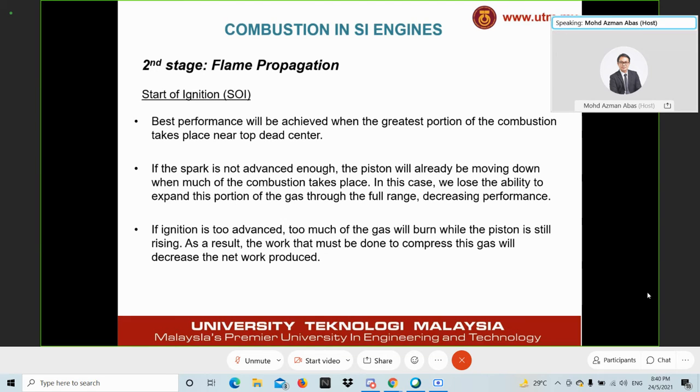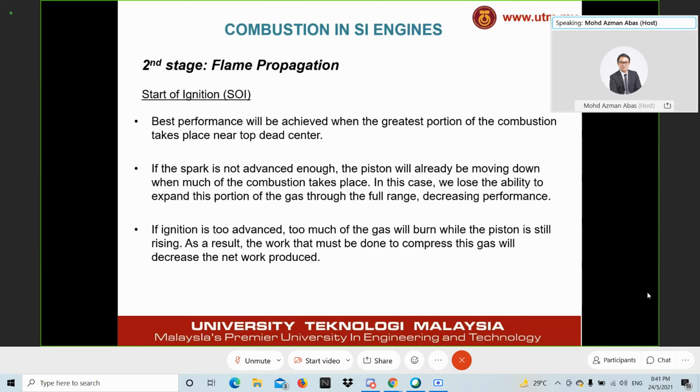If the spark is not advanced enough, the piston will already be moving down when much of the combustion takes place. This is too late. In this case, we lose the ability to expand this portion of the gas through the full range, decreasing the performance. But if the ignition is too advanced, too many of the gases will burn while the piston is still rising, still moving towards TDC. As a result, the work that must be done to compress this gas will decrease the net work produced.